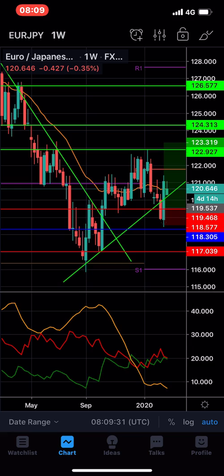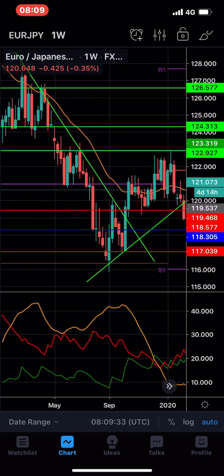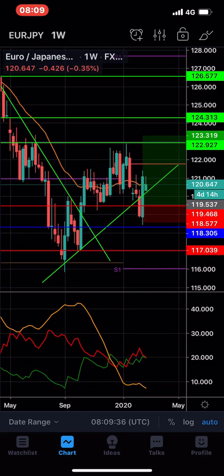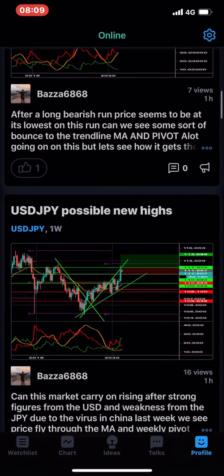The Japanese yen is still weak overall, so you could possibly see some strength in other pairs against it, showing some sort of bull runs, some bullish movement. So yeah, having a look at that one. That's one I did publish today.